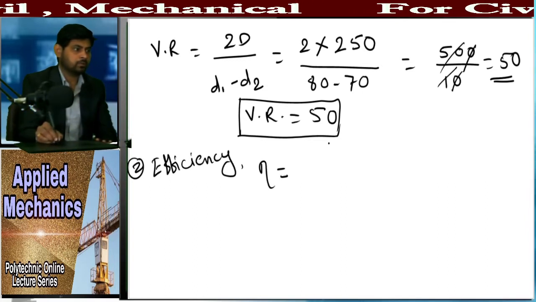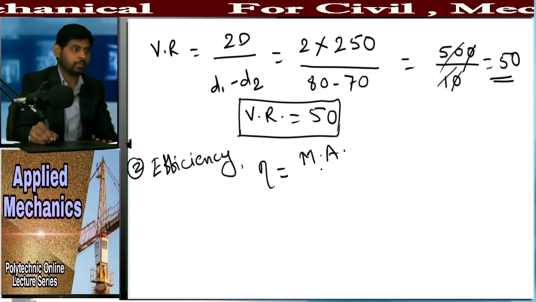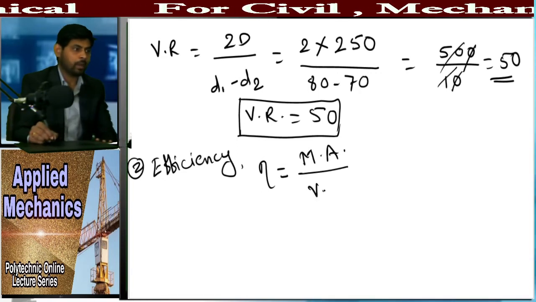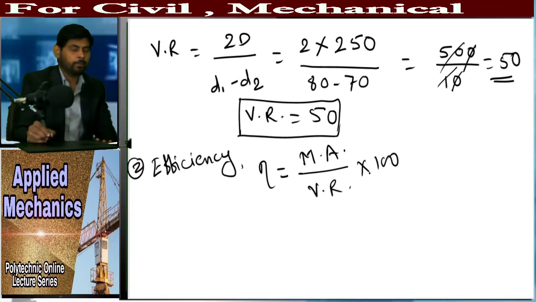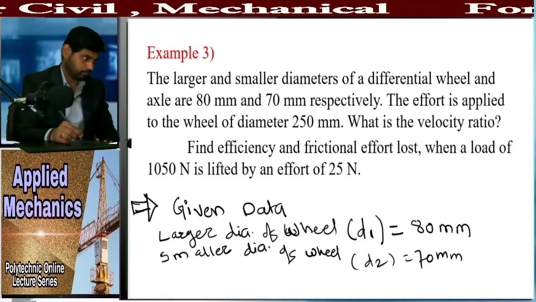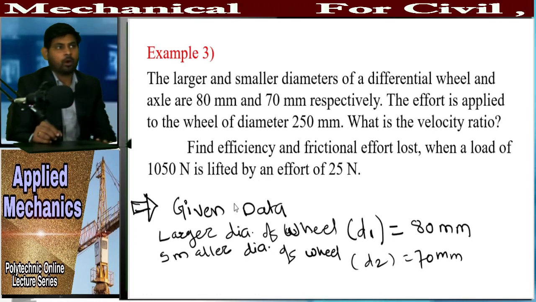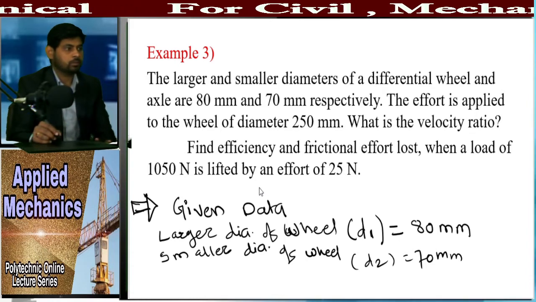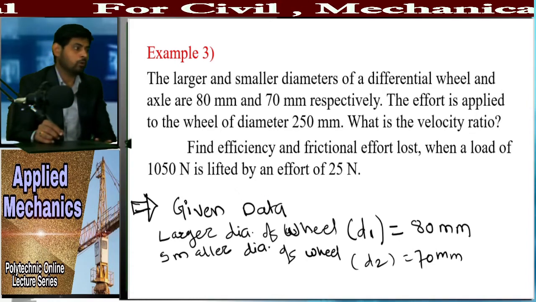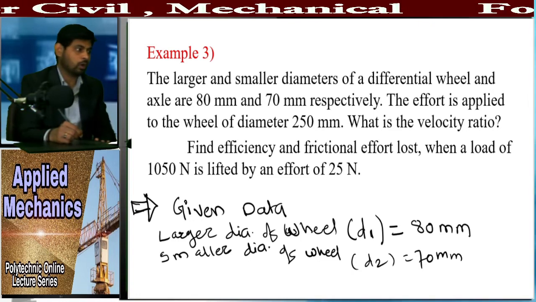Efficiency is equal to how much? We know the formula for that: efficiency is mechanical advantage divided by velocity ratio into 100. Now tell me one thing, in this problem we don't know the value of mechanical advantage. Now we have to find out the value of mechanical advantage. So how can we find it?